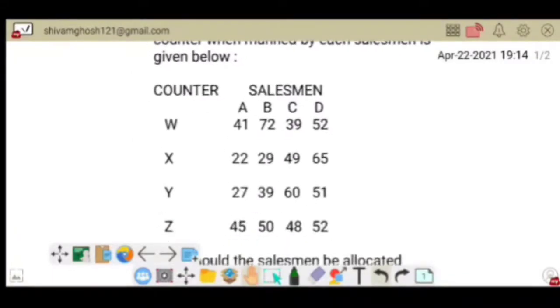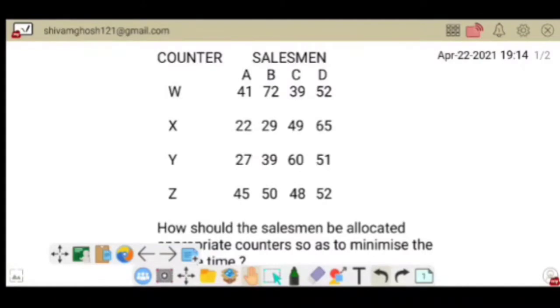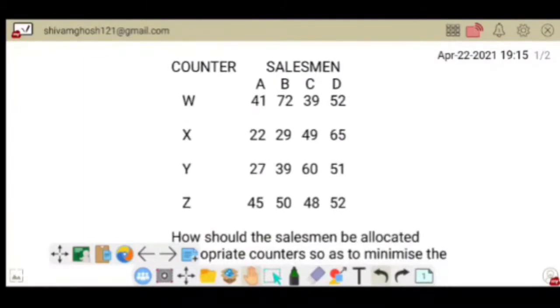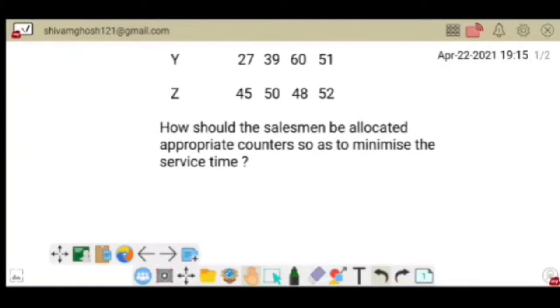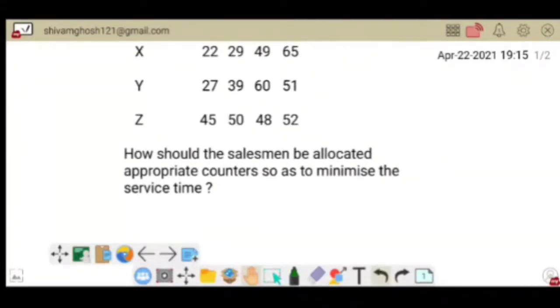So here is the matrix given in the question, that is counters W, X, Y, Z and the salesmen A, B, C and D. At the bottom of our problem it is given: how should the salesmen be allocated to appropriate counters so as to minimize the service time. With this word minimize, we can easily understand that it is a minimization type of problem.